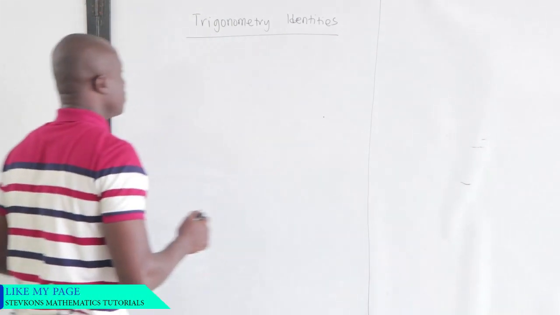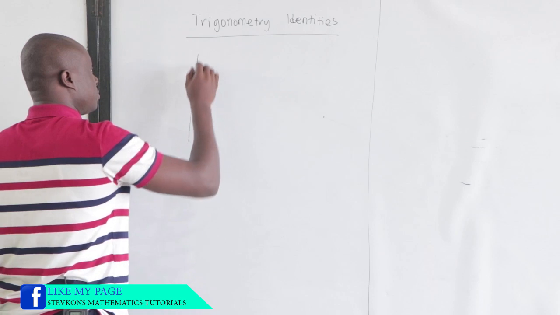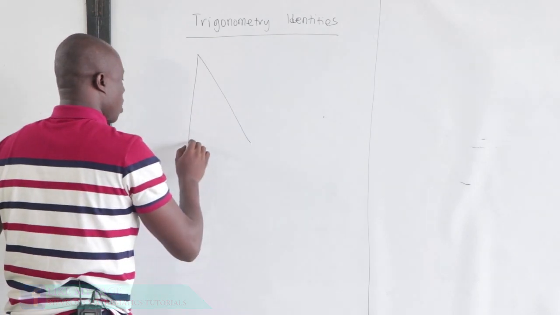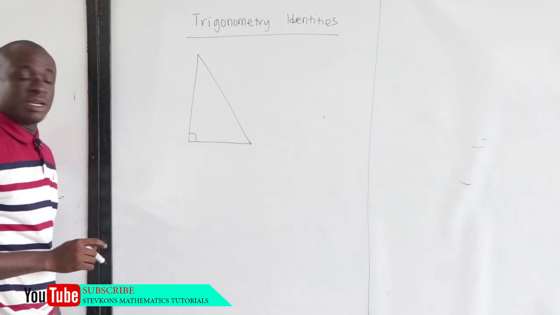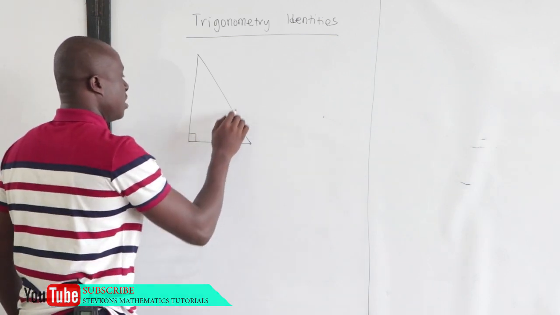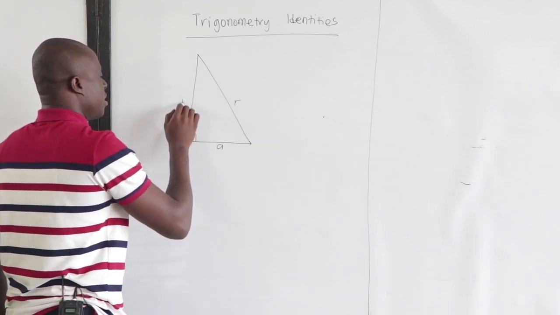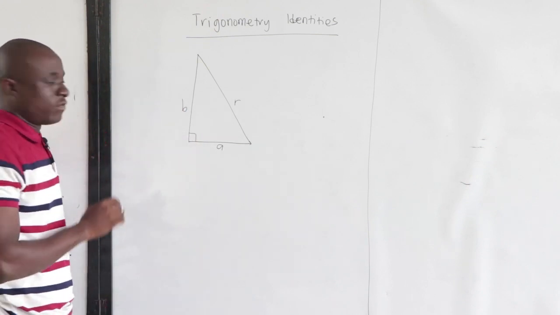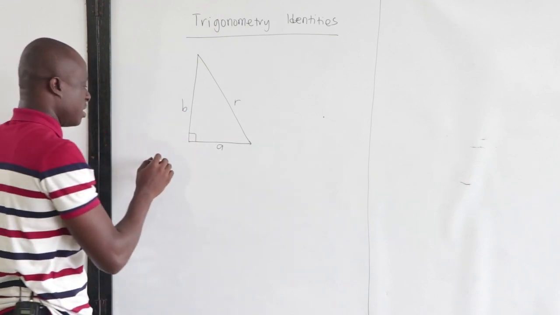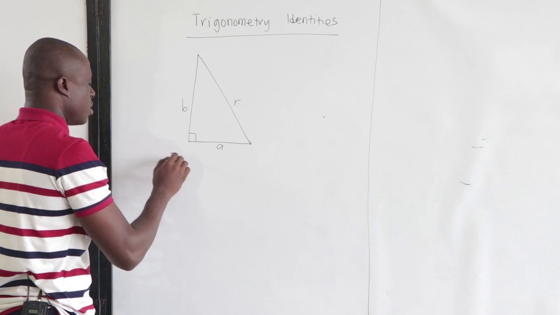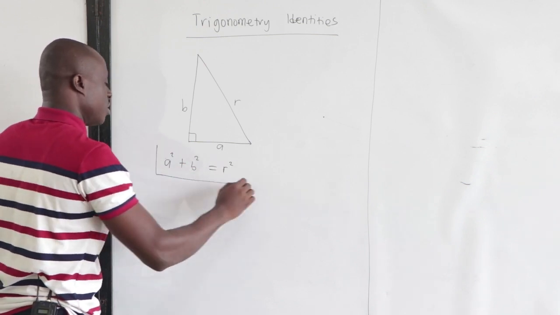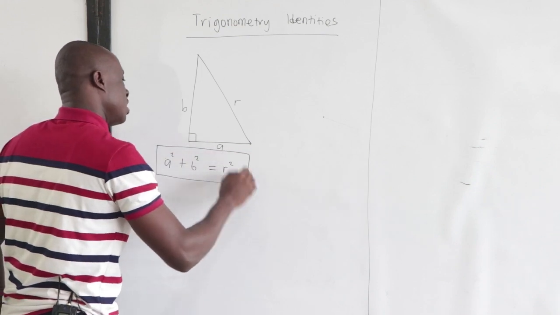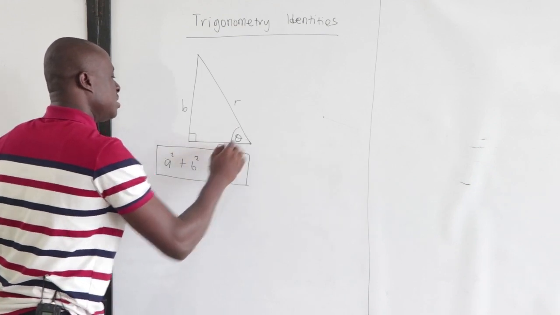Now, let's consider a right angle triangle. Don't forget to bring the 90 degrees. So if this is A, let's say this is R, and then this is B. Now, from Pythagoras theorem, you can say that A square plus B square equal to R square. Now, let's suppose the angle over here is theta.